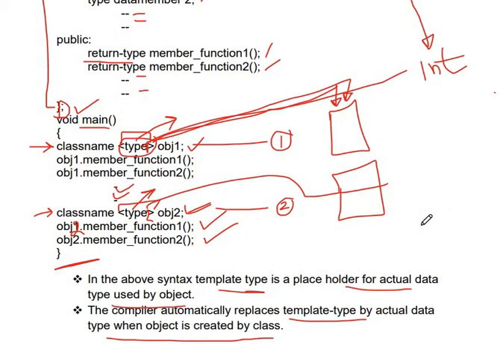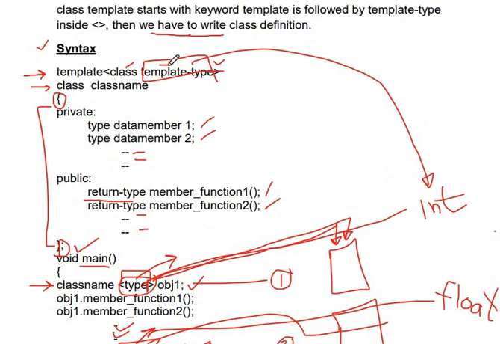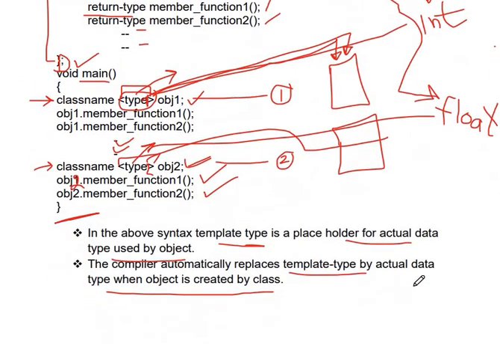Now, for example, before object 2, if you write float, then this object 2 is used to hold only float data type variables or float data type data members. Now in type 2, let us consider we have written float, then what happens? The compiler automatically replaces the template type. Here what is the template type? This is the template type. It is replaced by the actual data type float when object 2 is created by the class.